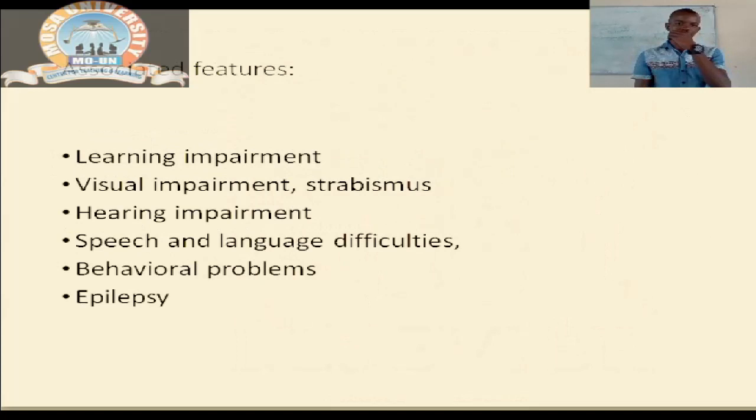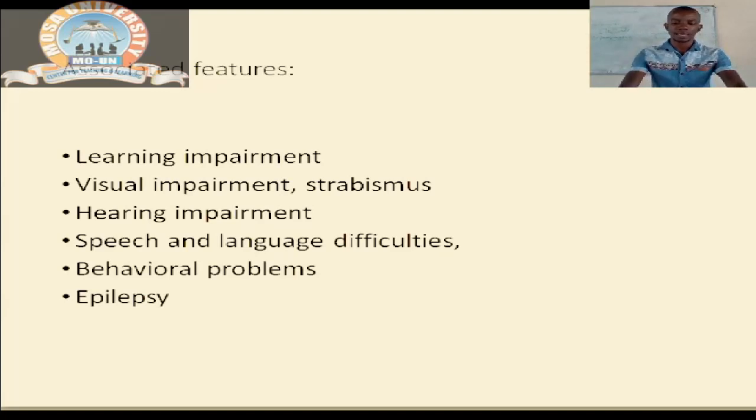okay? Now, there are other associated features with cerebral palsy on top of those clinical features that we've talked about. When we examine these patients from time to time, we'll find that they also exhibit features of learning impairment and visual impairment, for example, strabismus.